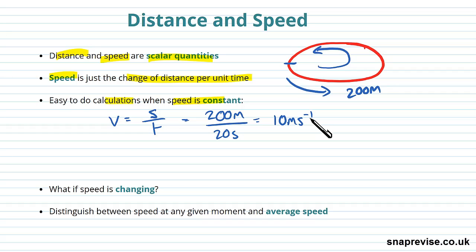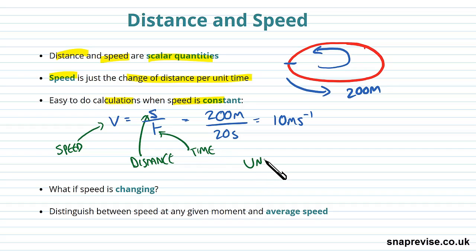And so that tells us what the unit for speed is. As we'll see later, we use the same symbol for velocity and speed, and distance and displacement. To be clear, this v is speed in this situation, this s is distance, and this t is time. And the unit of distance is just meters, the unit of speed is meters per second.